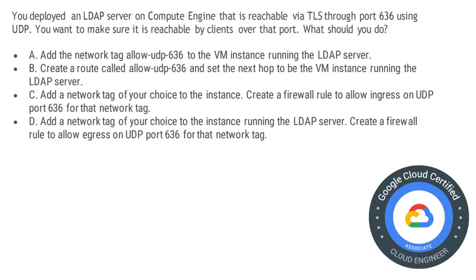Moving on to the next one, you deployed an LDAP server on Compute Engine that is reachable via TLS through port 636 using UDP. You want to make sure it is reachable by clients over that port. What should you do? Answer is option C. Add a network tag of your choice to the instance. Create a firewall rule to allow ingress on UDP port 636 for that network tag.